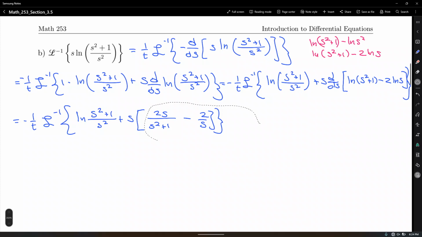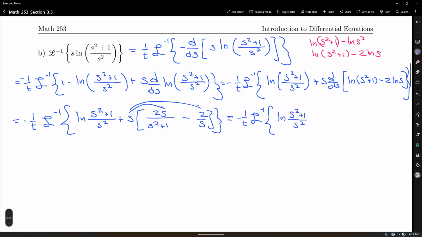You guys following me here? Okay, well, let's distribute that s. Let's distribute the s and see what happens. That's going to leave us with negative 1 over t, inverse transform of ln of (s squared plus 1) over s squared, plus 2s squared over s squared plus 1. But did you see how the s's cancel out here, leaving us with a plus 2?